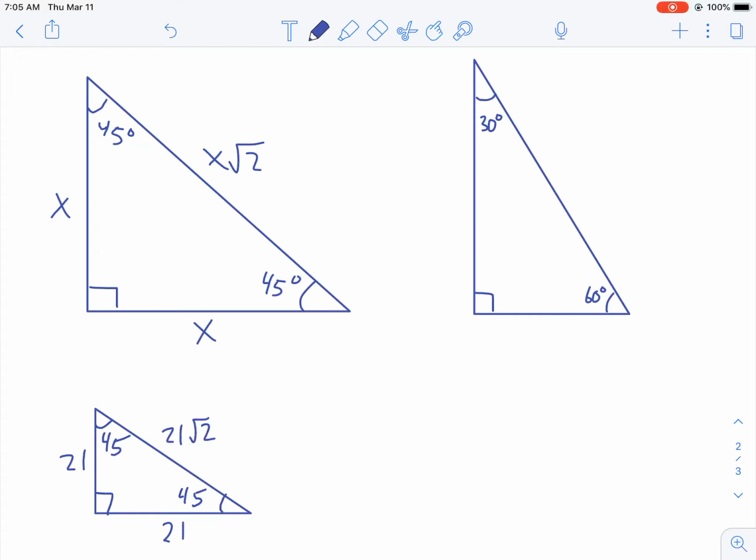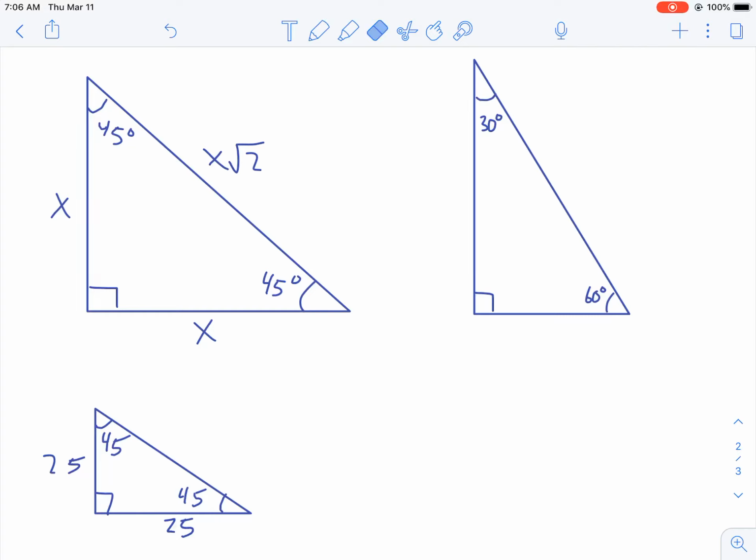You're always filling in that kind of sequence. I could tell you this side over here is 5. That means this has to be 5, and that means this has to be 5 radical 2. Or I could tell you the hypotenuse is 25 radical 2. Well, now I'm giving you this side, but I'm telling you it's 25 radical 2, which means the x part is 25. So this is 25 and this is 25. You're always filling in those sides in relation to each other.